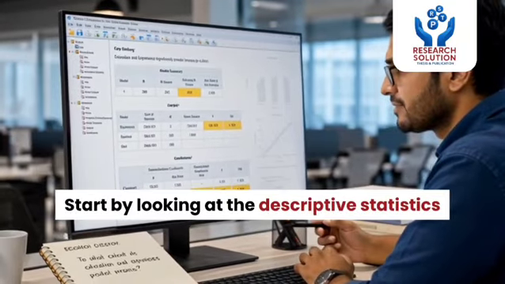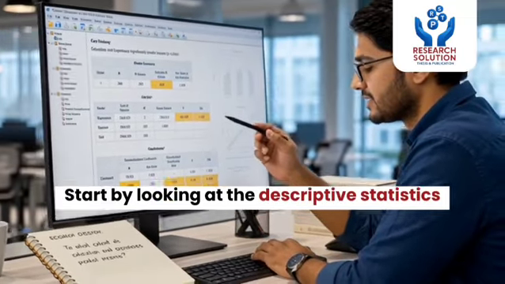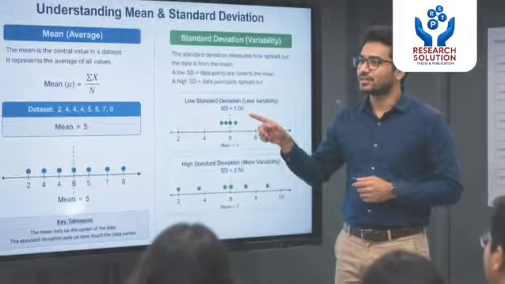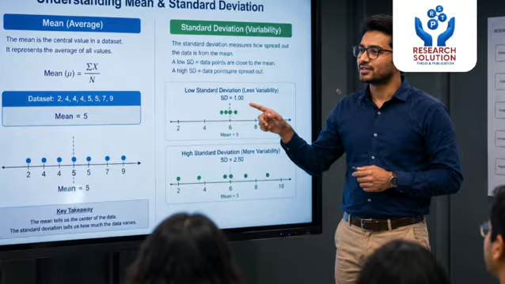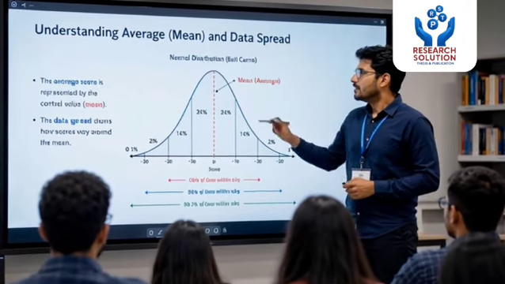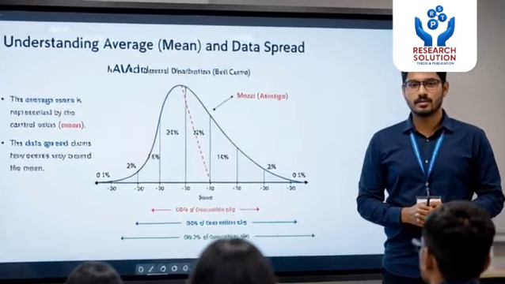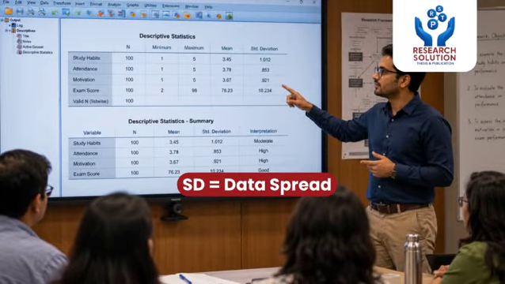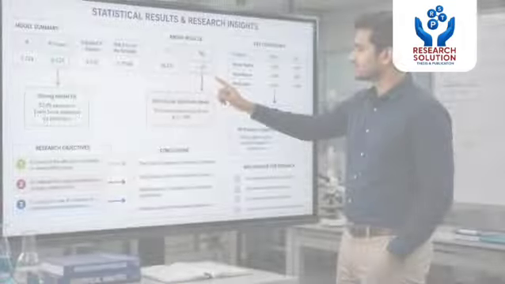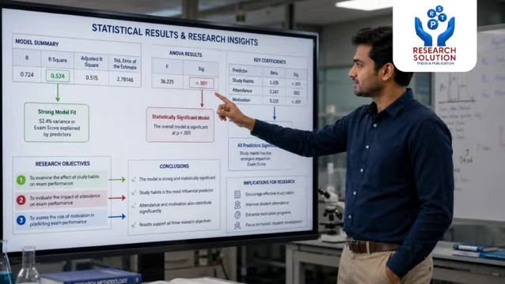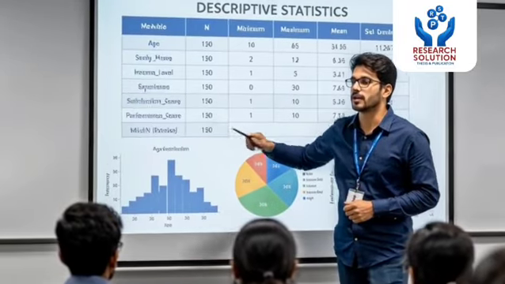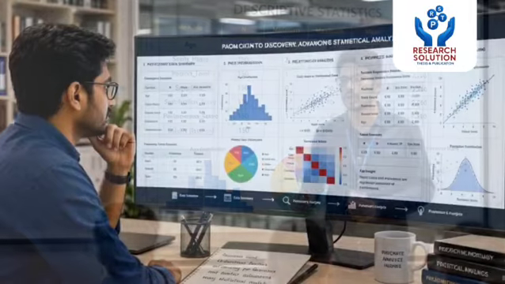Start by looking at the descriptive statistics. These tables provide an overview of your data, including the mean, standard deviation, minimum and maximum values. The mean shows the average score, while the standard deviation indicates how spread out the data is. This helps you understand the basic characteristics of your sample before moving on to more advanced analysis.